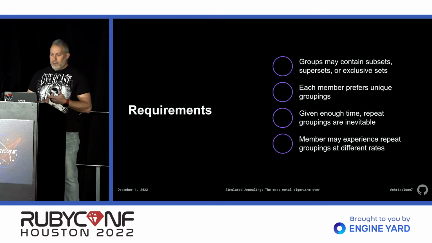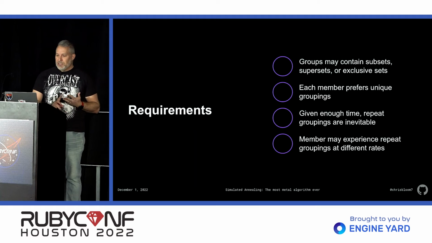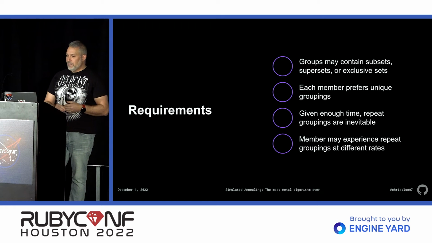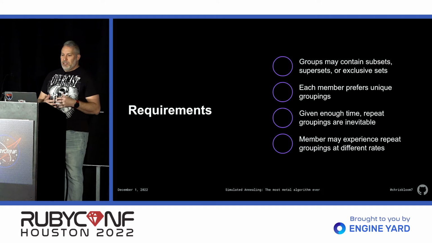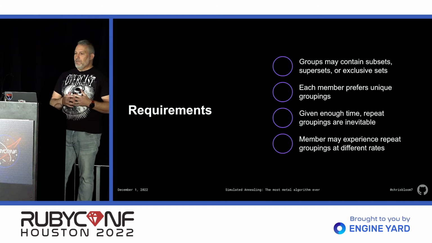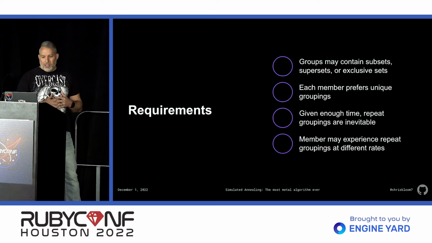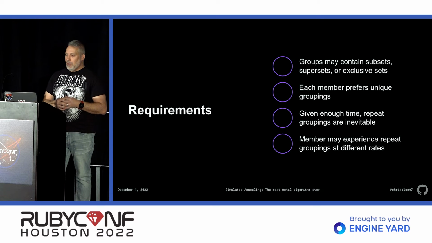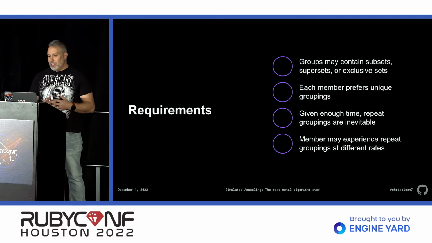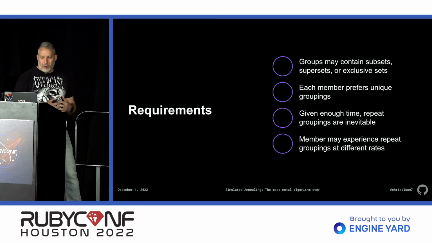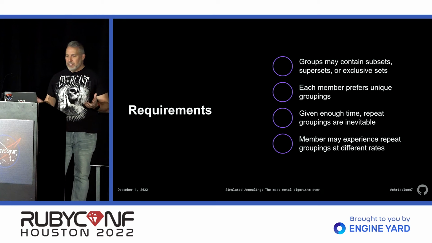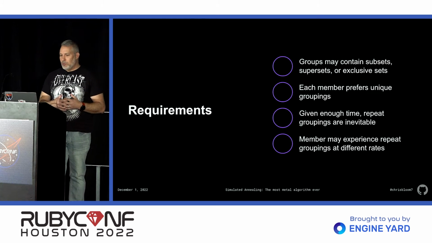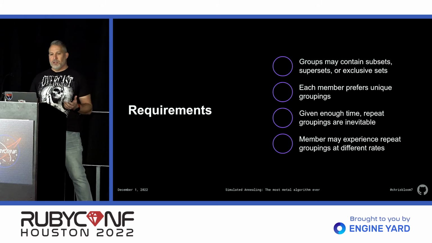Groups may contain subsets, supersets, or exclusive sets of members relative to each other. Each member of each group prefers to be grouped with members that they have not been grouped with before. Given enough time, it is inevitable that every member of a group will eventually meet with every other member of a group, and each member may experience repeat groupings at different rates than other members depending on the groups that they are members of. Given this list, we have to conclude that selecting an optimal arrangement is no longer simply a matter of finding a unique arrangement, even for very large groups.